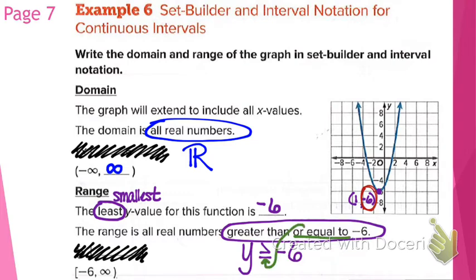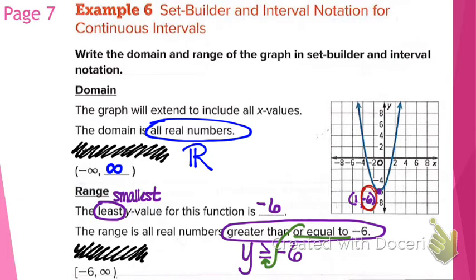When I look on my graph, even though they didn't put it on this picture, if I put a dot down here, that graph actually does go through that point. So that's why we have the or equal to there. Does that make at least a little bit of sense? Okay. And then they wrote our interval notation for us down here.